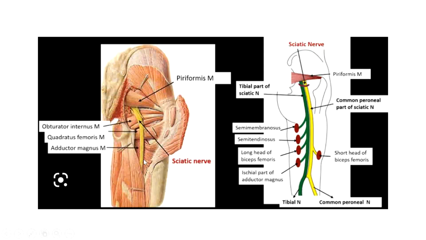And in the thigh, the nerve which has two components, tibial and common peroneal, all the tibial component supplies the hamstring muscles, semimembranosus, semitendinosus, long head of biceps femoris, ischial part of adductor magnus. The only left out muscle, short head of biceps femoris, is supplied by common peroneal component of sciatic nerve.